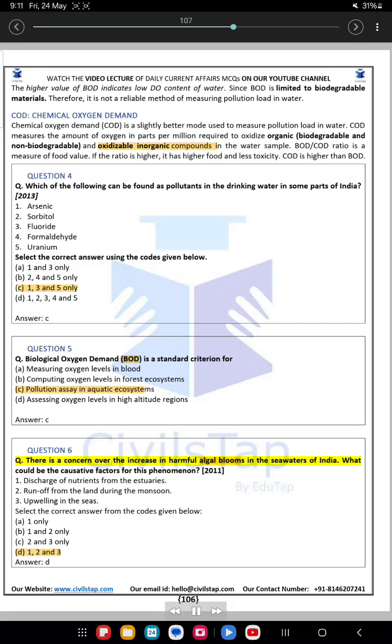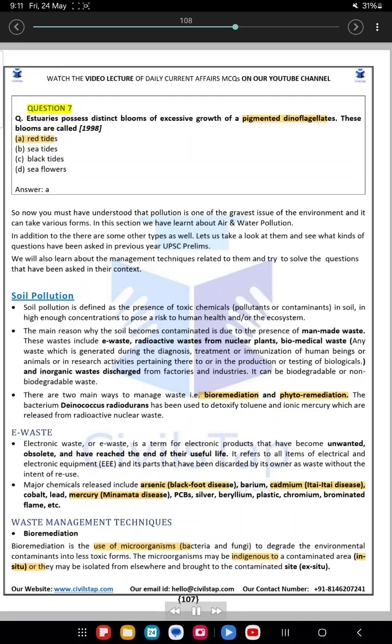Question 6. There is a concern over the increase in harmful algal blooms in the seawaters of India. What could be the causative factors for this phenomenon? 2011. 1. Discharge of nutrients from the estuaries. 2. Runoff from the land during the monsoon. 3. Upwelling in the seas. Select the correct answer from the codes given below. A. 1 only. B. 1 and 2 only. C. 2 and 3 only. D. 1, 2 and 3. Answer, D.